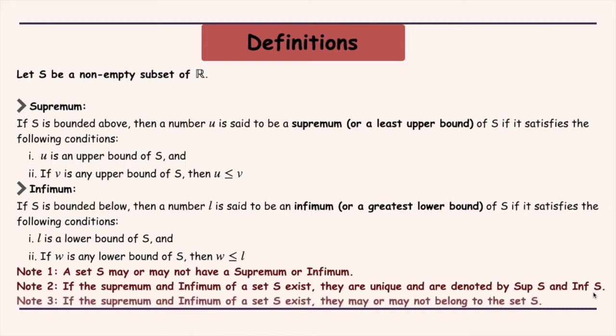The third point is that if the supremum and infimum of a set S exist, then they may or may not belong to the set S. So it's not necessary that the supremum and infimum of the set belong to the set. They may be any real numbers and may not belong to the set S. So all these possible combinations could be there with the set S.